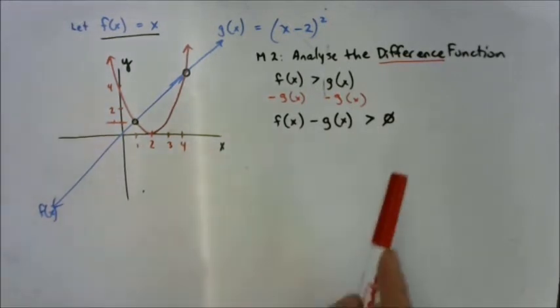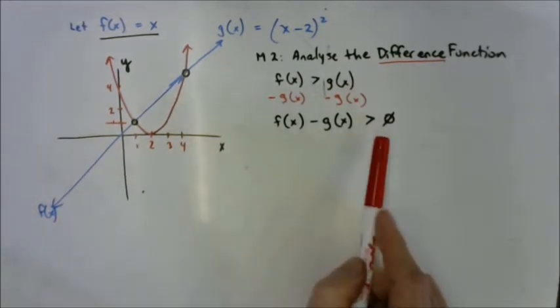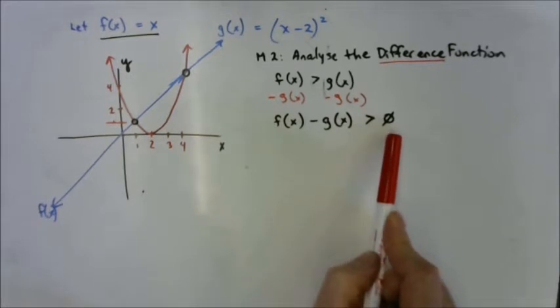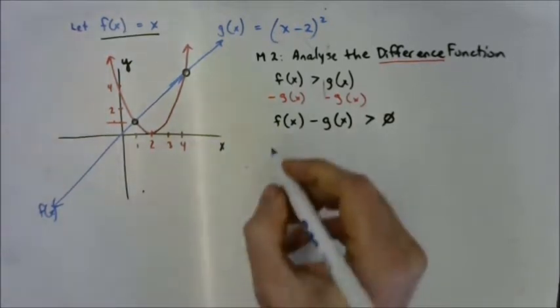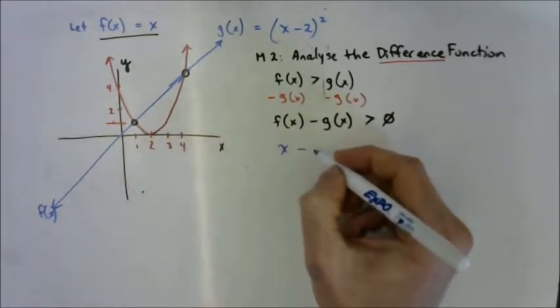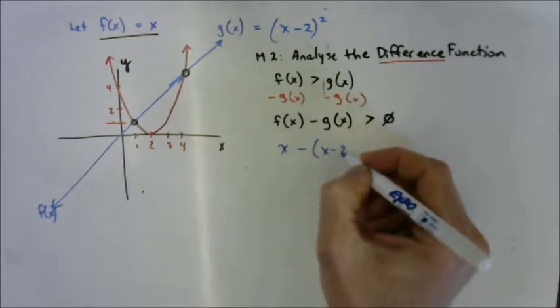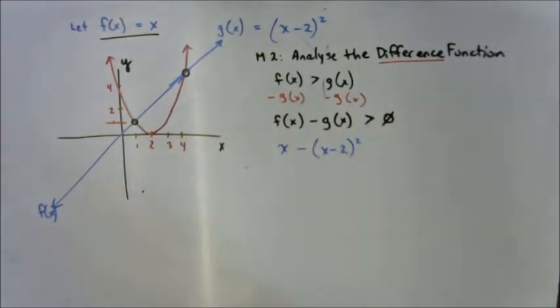Well, now we're set up with 0 on one side of our inequality already, and over here we have a difference of two functions. So we'll just plug in our functions. f of x is x. We're going to subtract the whole function, x minus 2 squared.